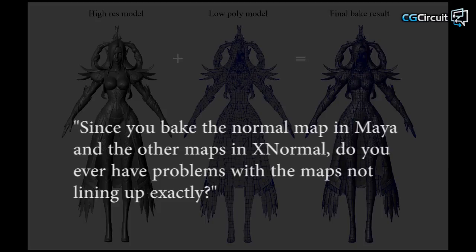One question I always get when I describe my work process is, if I bake my normal map in Maya and the other maps in XNormal, then do I ever have problems with the maps not lining up exactly? The short answer is yes, but only rarely.